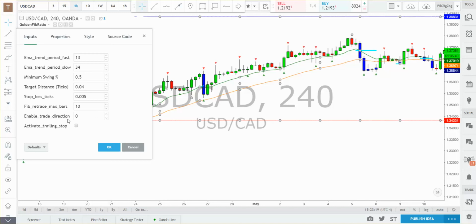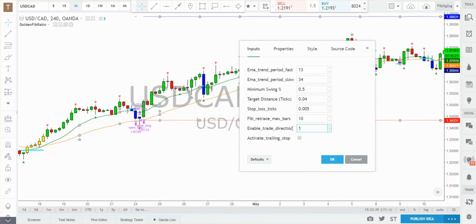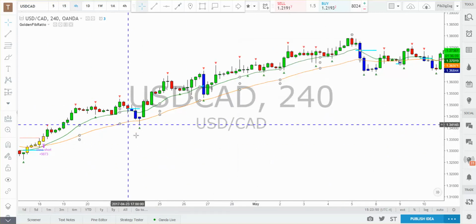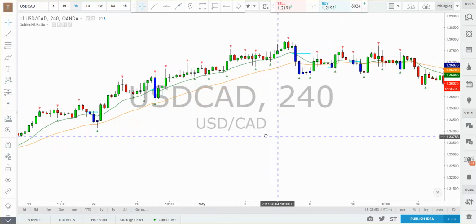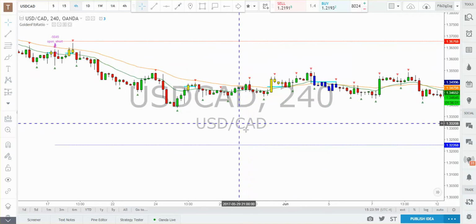This enable trade direction. Currently it's set to 0, meaning it will take both long and short trades. If you want, you can take long only trades by setting this to 1. Okay, and it will only take short trades by setting this parameter to -1. As you can see, our long position disappeared. So I'm gonna keep that. I'm gonna go short only here, and I'm gonna show you a trade in the short direction.